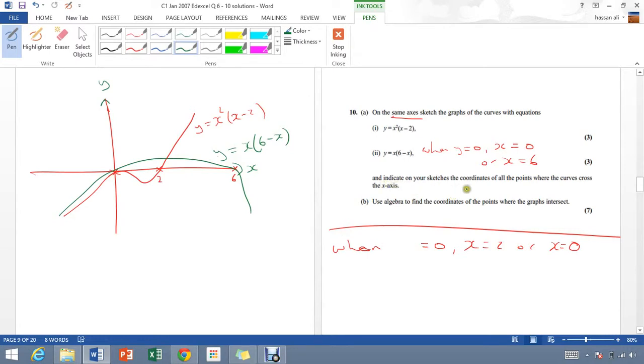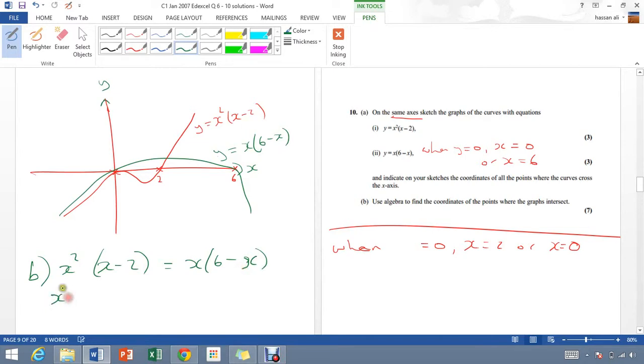Okay, and it says, indicating on your sketches the coordinates. Right, I've done that over here. Use algebra to find the coordinates of the points where the graphs intersect. Now, wherever they intersect, just make sure you remember you make them equal to each other. Alright, so this is for part B. So you will have x squared times (x minus 2) will equal x times (6 minus x).